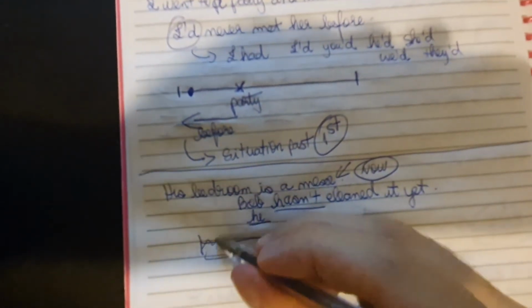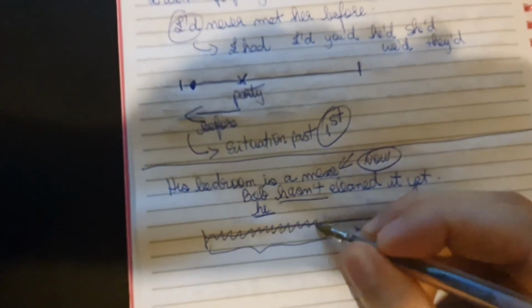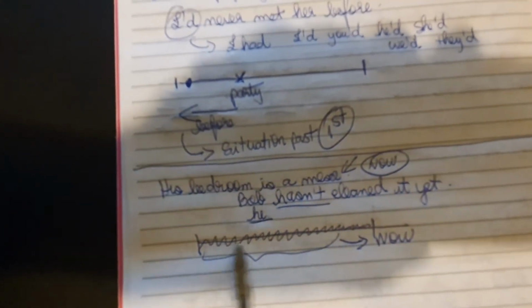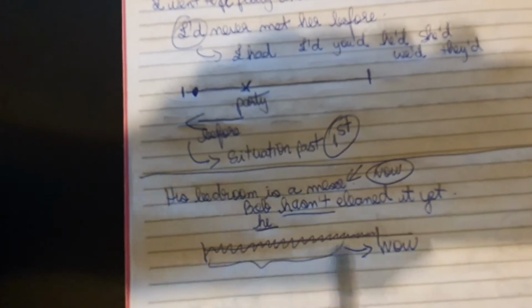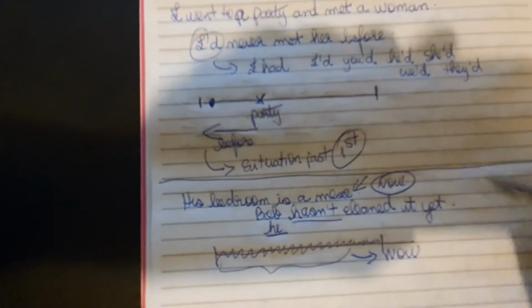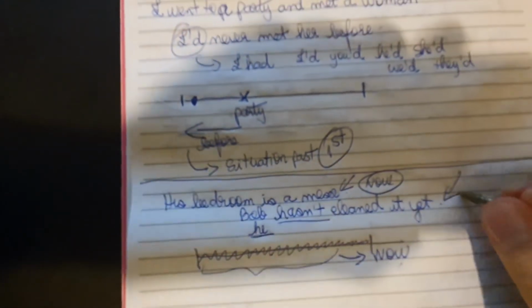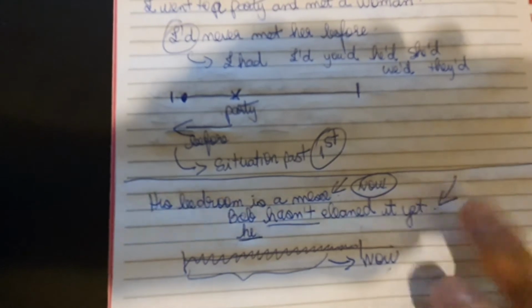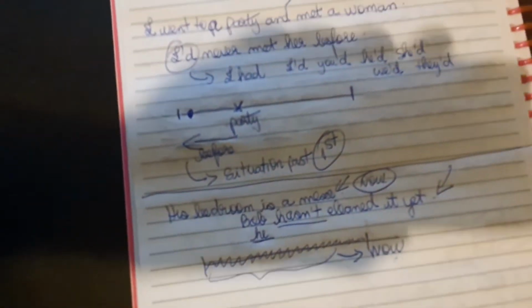So, Bob hasn't cleaned the room. He hasn't cleaned the room. The bedroom is a mess now. Okay, so it's an action which has a connection with the present. Now another example using the same context here.